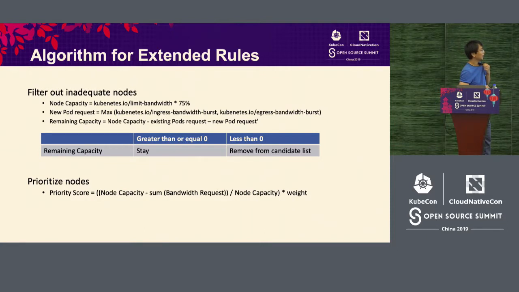If it is equal or larger than 0, you can remain this pod in this node. And then about the prioritized rules or priority scores, you need to use the node capacity minus the sum of the bandwidth request, and then divide it by the node capacity, and then multiply it by the weight. The more the remaining resources, the higher the priority score will be. So these are quite straightforward rules, but we, of course, can add some more complicated and scenario-based rules.